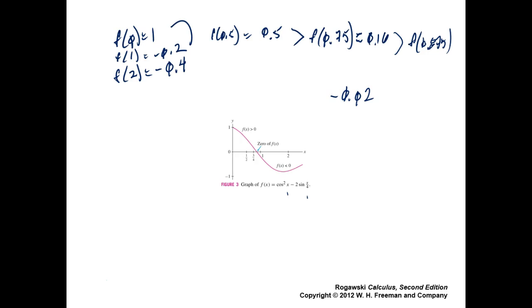So it's some number between 0.75 and 0.875. Is that right? Yeah, 0.875 was negative, 0.75 was positive. You could keep going if you wanted to. So I would have done the next, how about 0.8? That would have been between those two. And then keep narrowing down. All right.